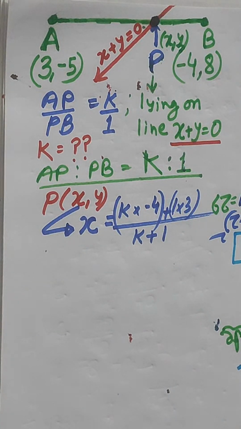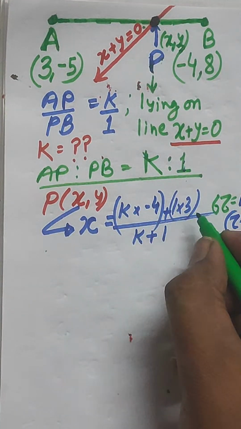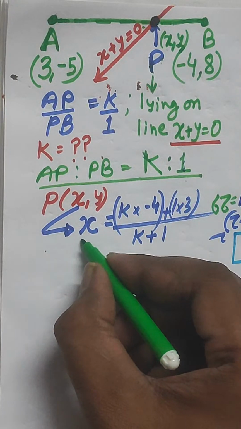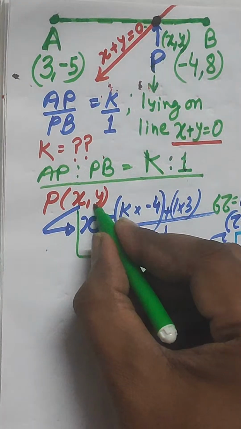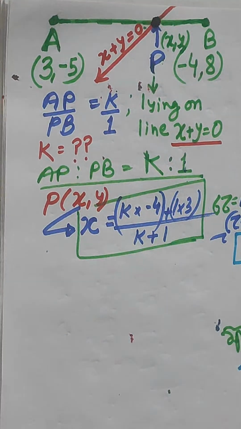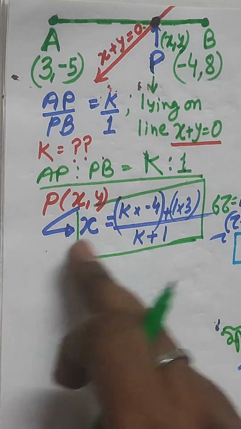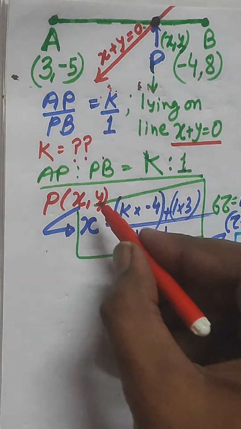Okay. Here we have k into minus 4. So this will be giving you the value of x. So now the value of x, the coordinate of x is calculated. Now similarly, let us see what is the value of this y.